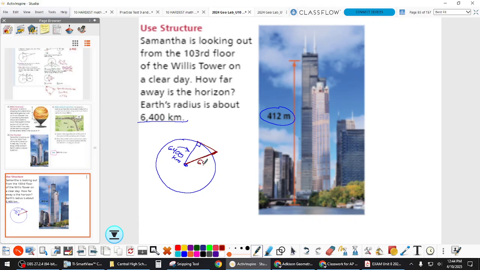So, here's how I'm going to write it. This is 64, but what is that? In kilometers, what is that? What is 412 meters specifically as kilometers? Do you guys remember what kilo means?